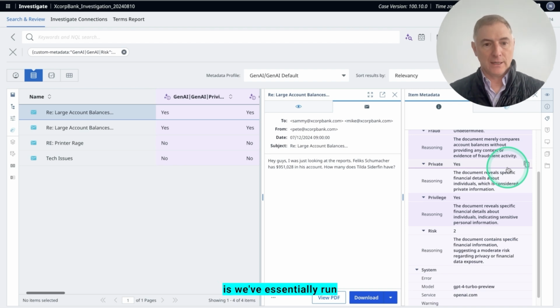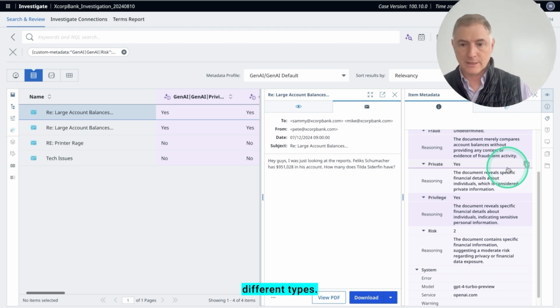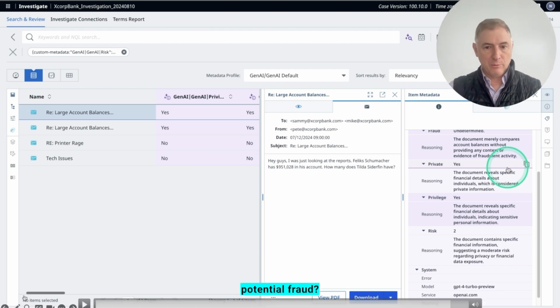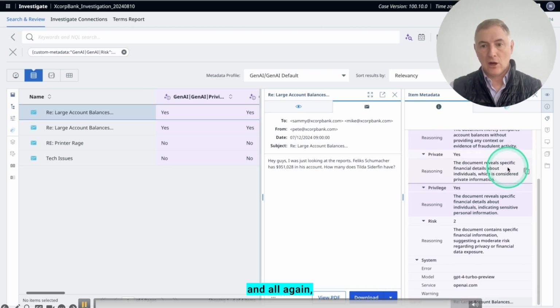So here what we've done is we've run a custom metadata search to define what are the different types. Do I think there's privilege? Do I think there's potential fraud? And again, these are the hits that are coming back. And all of this is done through the prompt on documents.